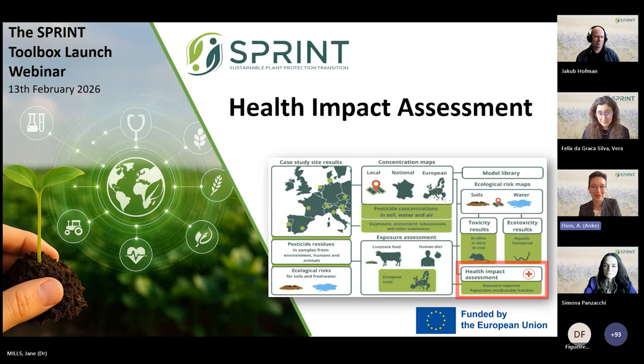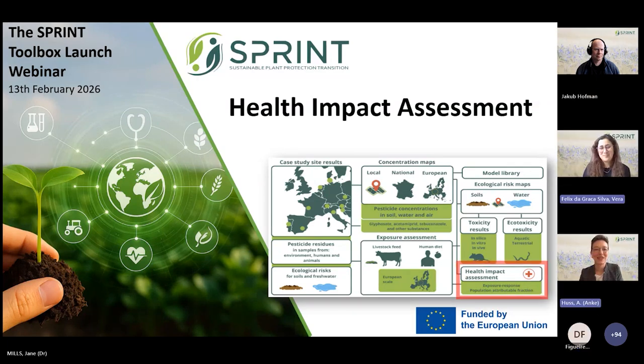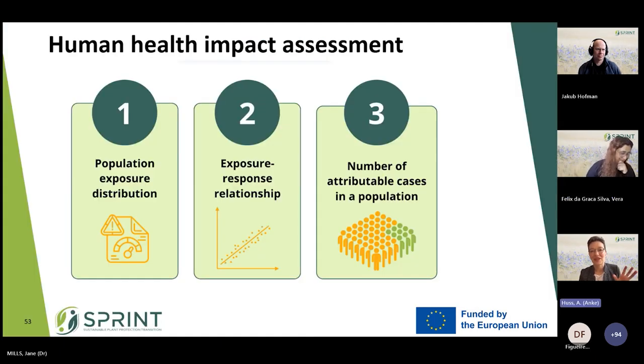Okay, I will present the part on the health impact assessment. Yeah, thank you. Can I have the next slide, please? So in SPRINT, we did not do any epidemiological study, but we did have a look at human health impact. What human health impact assessment does is essentially try to combine 3 different types of data. It looks at population exposure distribution, it looks at existing exposure response relationships from studies, and then it calculates the number of attributable cases in a population. Next slide, please.